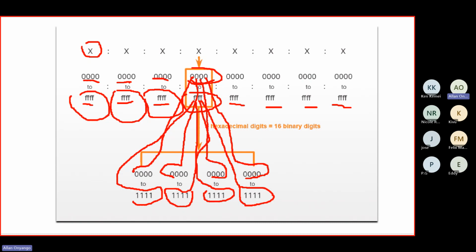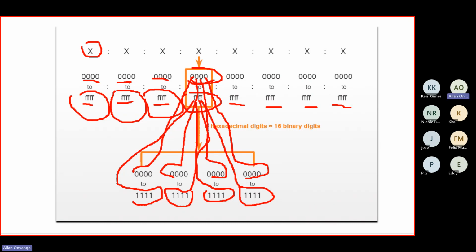Okay? My question is this. If we have 8 parts, 8 hexadecimal, and one hexadecimal has 16 bits, what is the total number of bits in all the 8 parts? 128. That is how IPv6, exactly. IPv6 has a total of 128 bits.